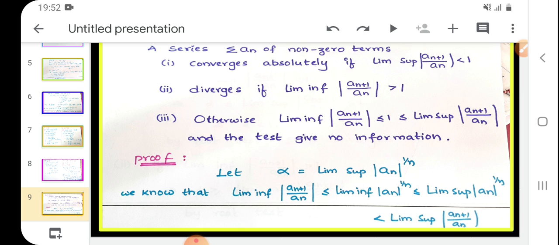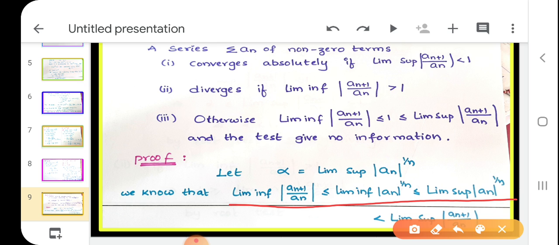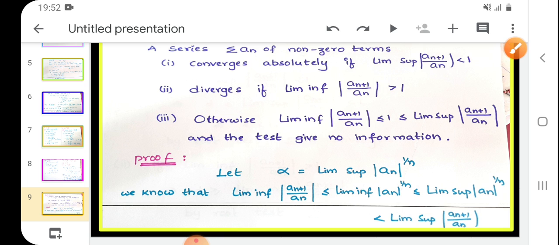Infimum means smaller value, supremum means larger value. Infimum means lower bound and supremum means upper bound. The infimum and supremum of the series a_n^(1/n) lie between the infimum and supremum values of a_{n+1}/a_n. This is the condition of supremum and infimum of these two series. Now we know the relation between the limit infimum and supremum of these two series.